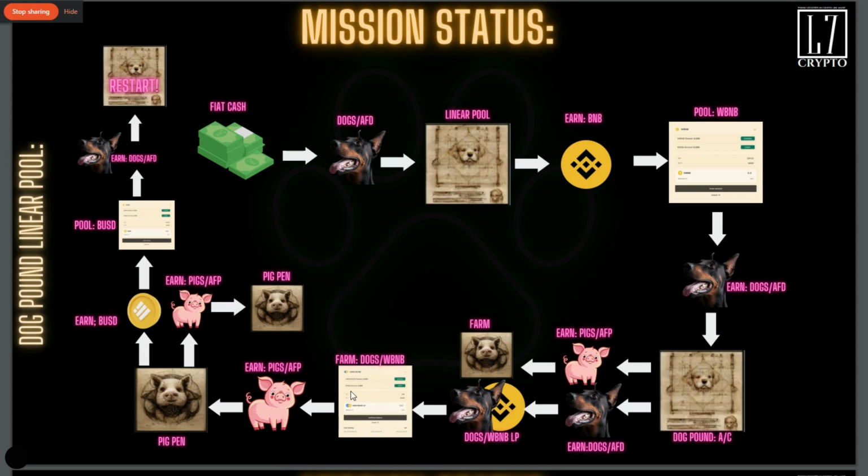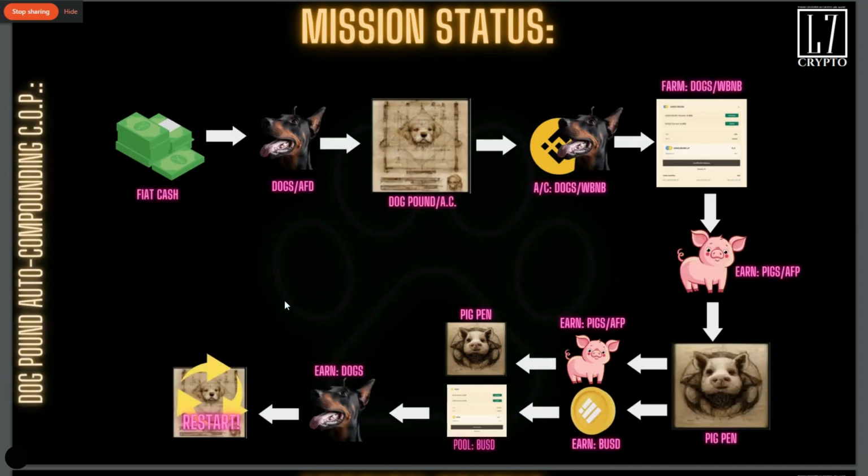Boom. Then from the farm, you're going to earn pigs. The pigs from here are going to go to the pig pen. Then from the pig pen, you take your BUSD. You can go to the BUSD pool or to your wallet, your choice. And the same thing with your pigs here. The pigs that you're going to earn from the pig pen go right back into the pig pen and continue to grow your governance token stake. Boom. So that was the linear. The previous one was the auto compound pool.